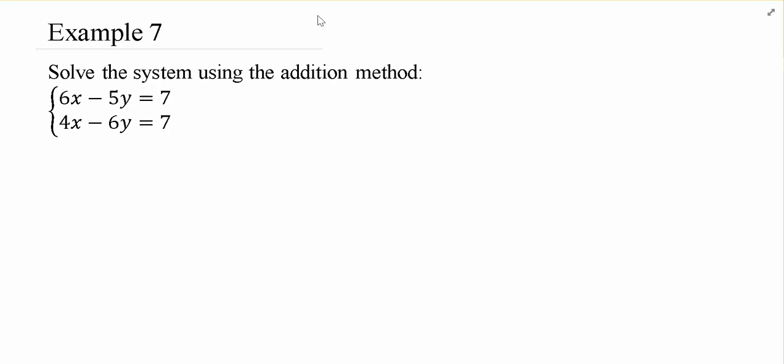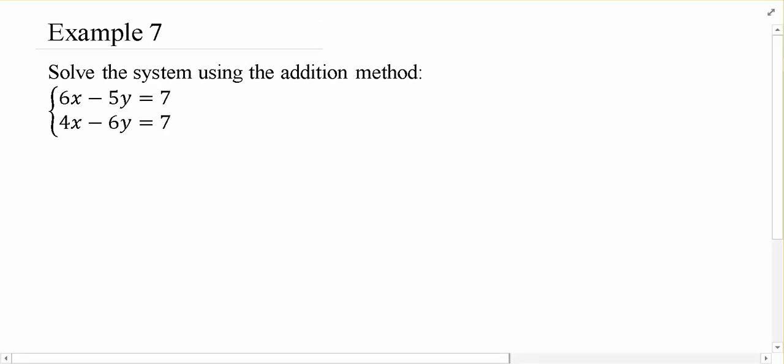All right, so in this example, this is going to be our most challenging example. Our answers are going to be kind of ugly fractions. And so I want to show this example to show you a nice strategy to not have to worry about crazy fraction answers. And that's actually the beauty of using this addition method.